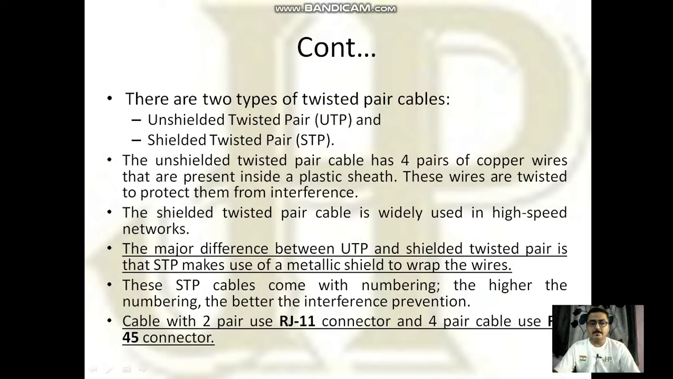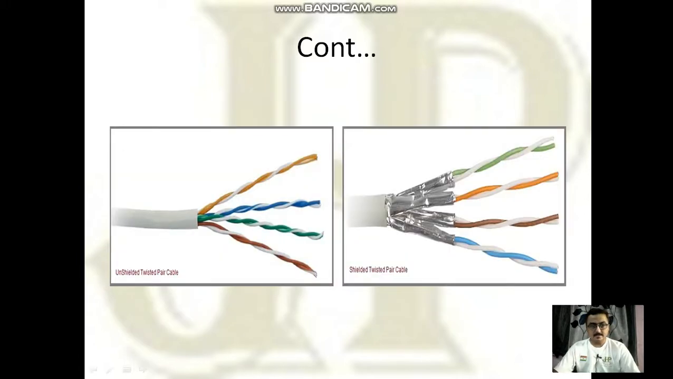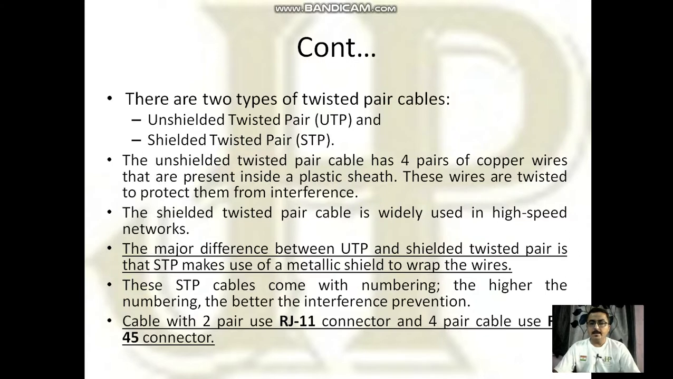There are two types, unshielded twisted pair and shielded twisted pair. What is the basic difference? You can easily see, there is an extra plastic insulator available in shielded twisted pair to reduce the interference. Okay? And in general, twisted pair cable has 4 pairs of copper wires and uses an RJ45 connector.